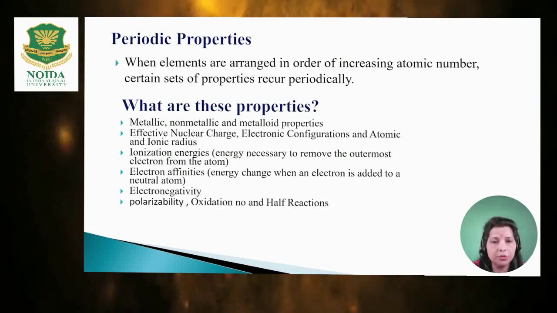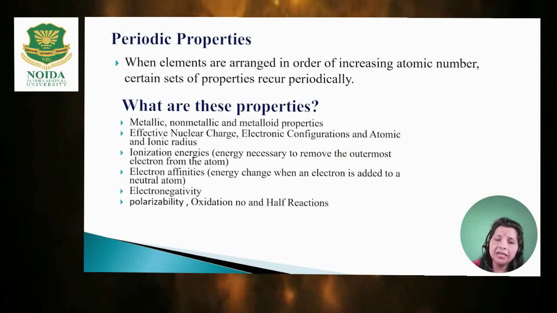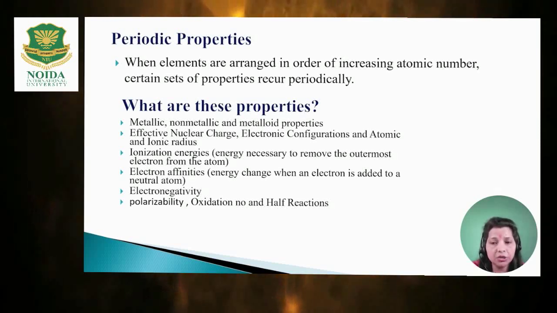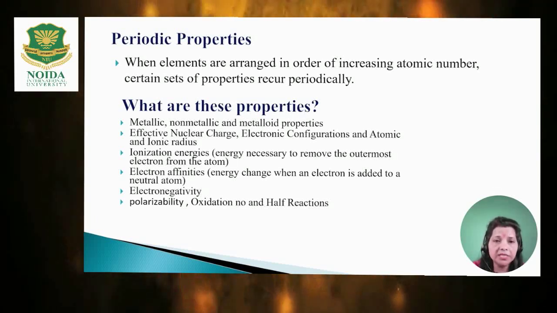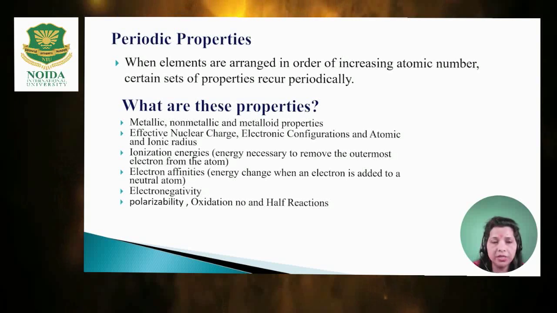Now the periodic properties: whenever we keep the elements in the order of their increasing atomic number, certain sets of properties recur periodically, so they come in a sequence. So these are the various periodic properties. Now what are these periodic properties? Number 1, the metallic, non-metallic and metalloid properties.